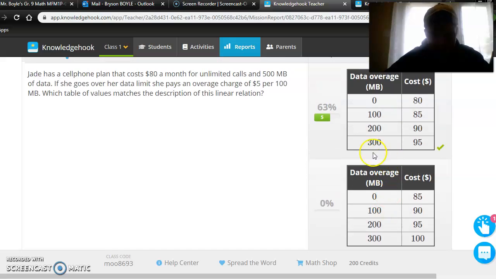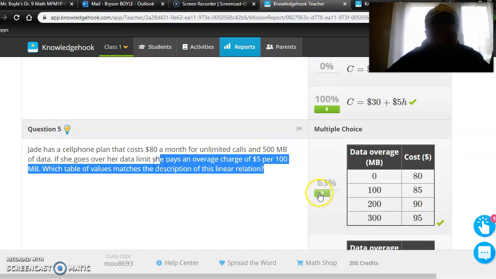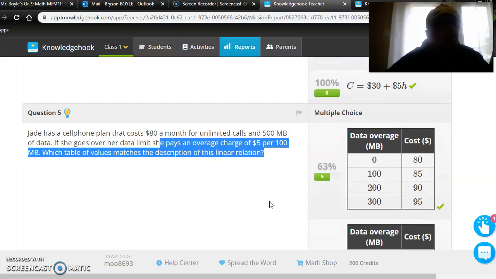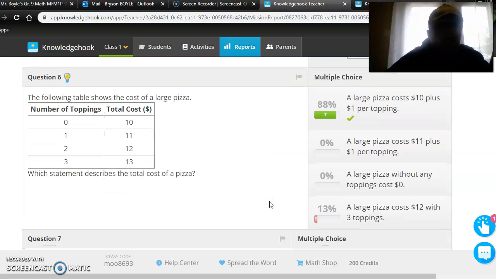These ones were the same thing, but instead of having to look at it and find an equation, we have to look at it and match it to a table of values. So let's do one of these together real quick. The following table shows the cost of a large pizza. Number of toppings, 0. So just cheese, it costs you $10. If you want to get cheese and pepperoni, it's $11. Cheese, pepperoni, and bacon, $12. Cheese, pepperoni, bacon, mushroom, $13. Right? An extra $1 for every topping you get on it.